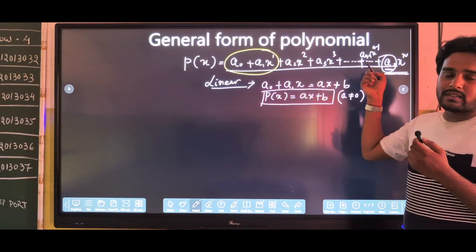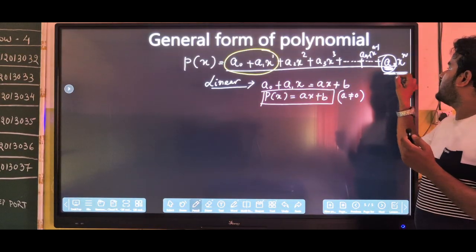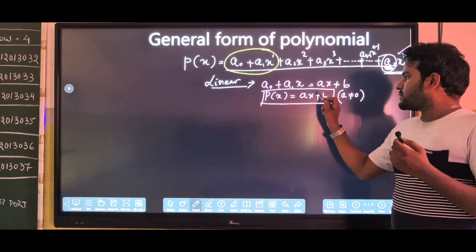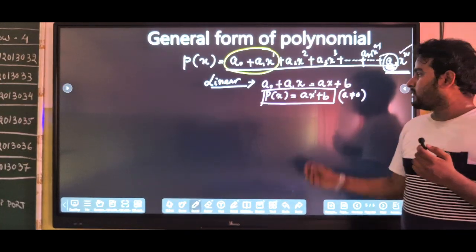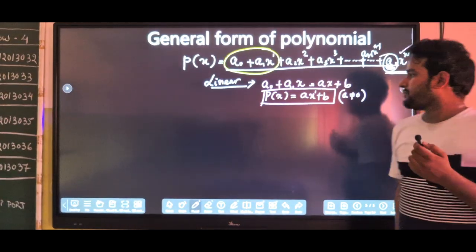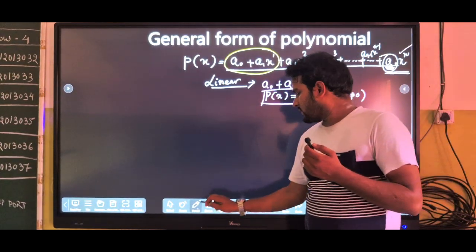Already I have told you the coefficient of the highest power term should be non-zero. What is your highest power term? X to the power 1. What is its coefficient? A. That should not be 0. First thing. Then go for quadratic.